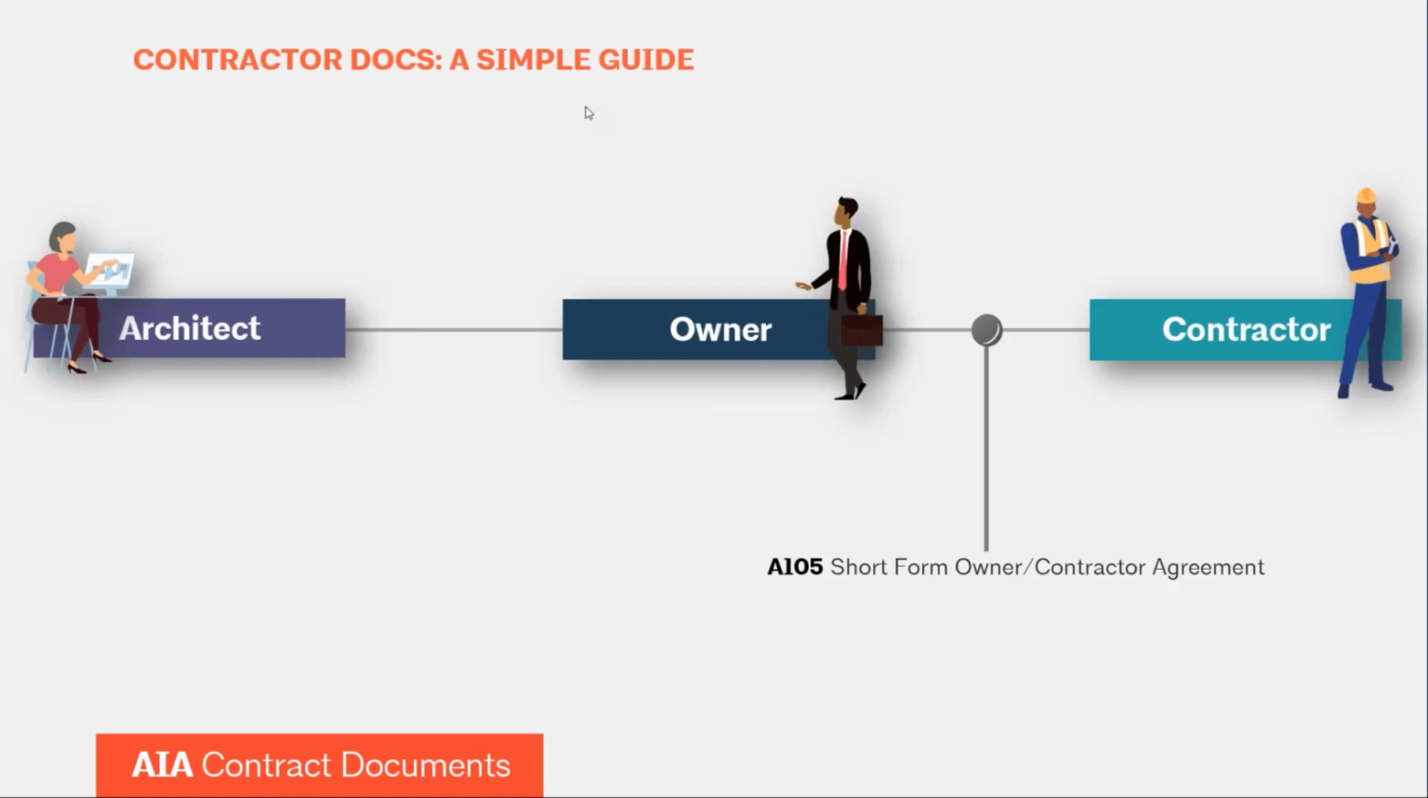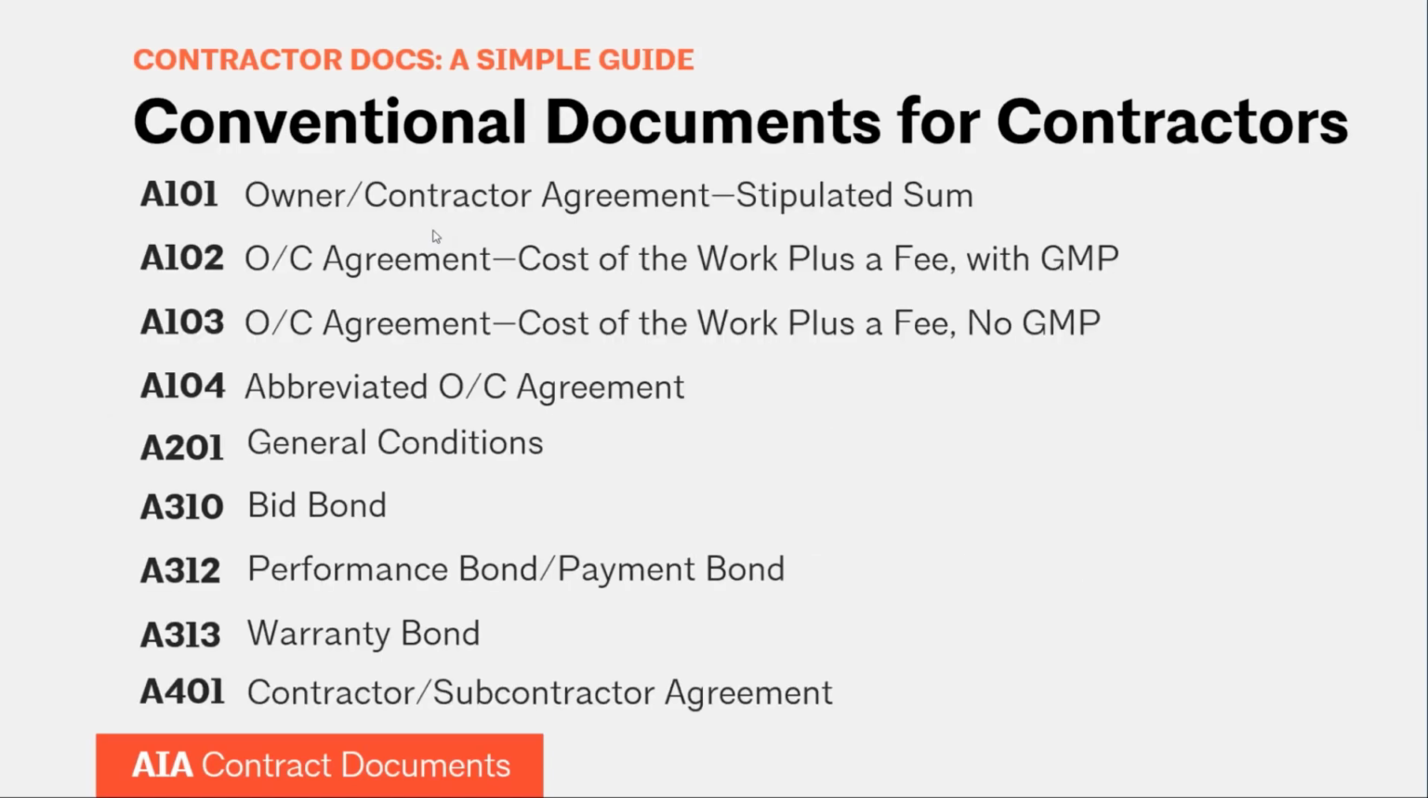As far as within the conventional family, we do have, as Sarah mentioned, the A104, which is the abbreviated version. So that's what we'd like to call the medium version. And then the A201 agreements, which are A101, A102. Yeah, if you go back, thank you. A101, A102, and A103. Those I'm referring to as the A201 agreements because they refer to A201 general conditions. Those are longer. Those are for a larger project. And so for a larger project, there's just more detail.